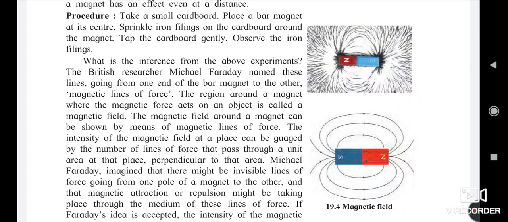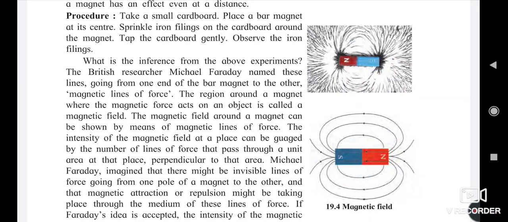The greater the intensity of the magnetic field, the more the number of lines increases. Where the intensity of the magnetic force is lower, the lines are also fewer, with a long distance between each other. So Faraday imagined that there might be invisible lines of force going from one pole of the magnet to the other, and that magnetic attractions or repulsions might be taking place through the medium of these lines of force.